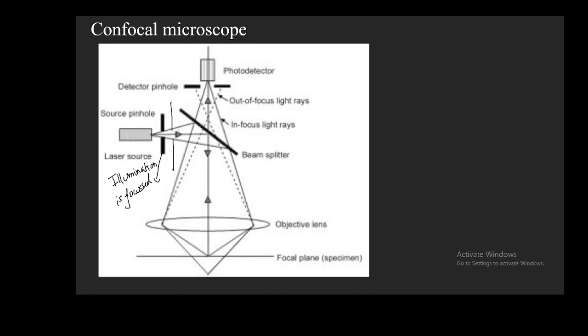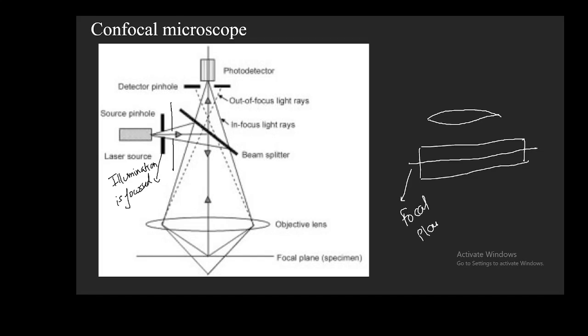Okay, now it will hit the excitation filter. This is your excitation filter. Again, that will hit your dichroic mirror, from the dichroic mirror to the objective lens, and then to the focal plane of the sample. So what you can see here, basically, if suppose this is your lens and this is your specimen, and this is the focal plane of this specimen, because every specimen is going to have a focal plane. Now the light, because it is more focused because of the presence of the pinhole, it will be like this.